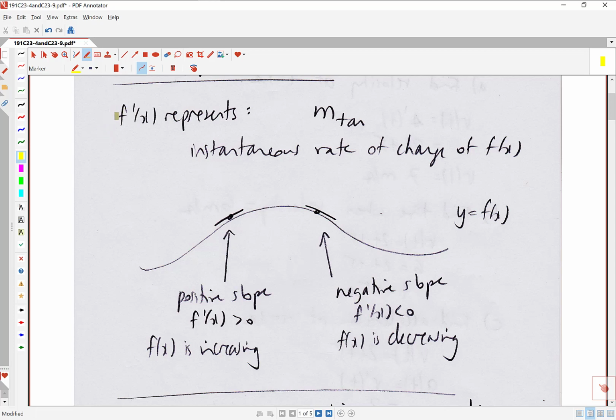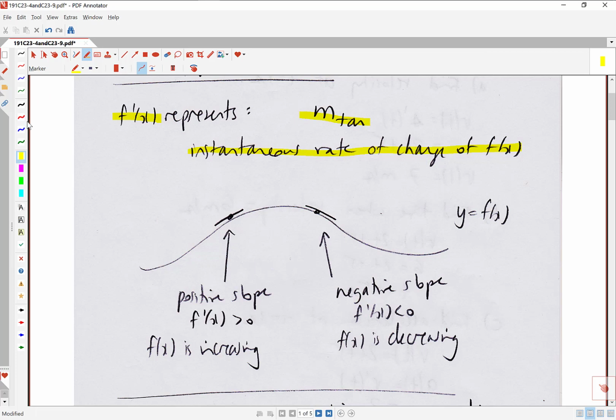So we'll write the derivative f prime of x, and we can think of that as representing two important things. It can represent the slope of the tangent line to the curve, and it also represents the instantaneous rate of change of our function f of x. So it indicates how quickly our function is increasing or decreasing.